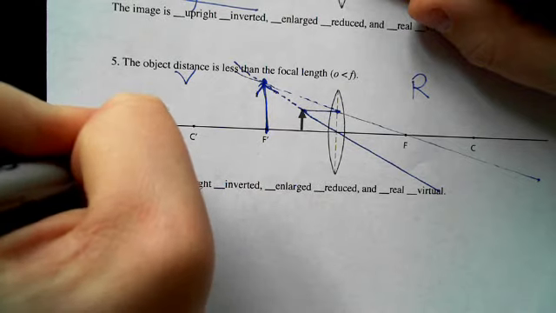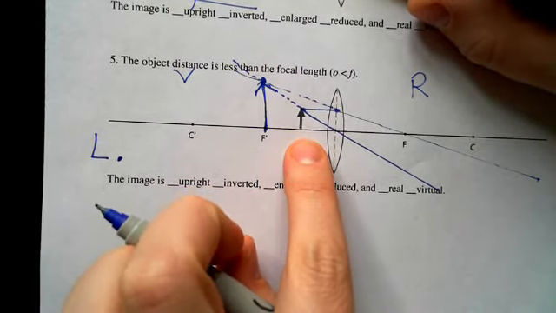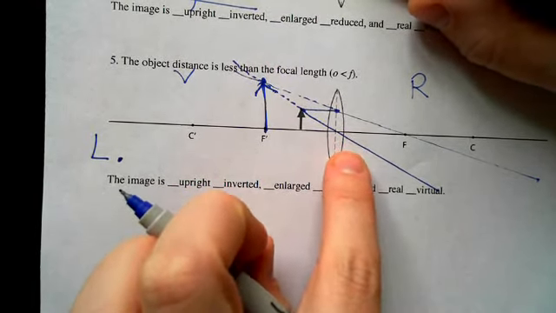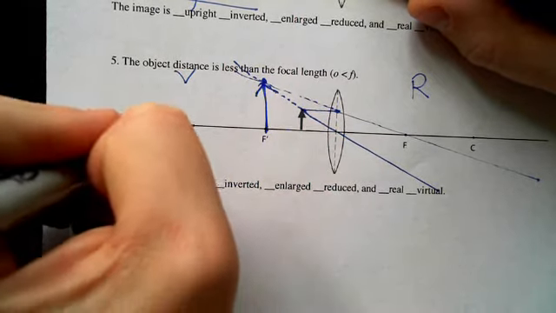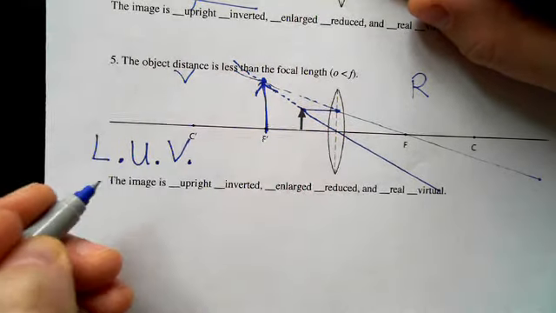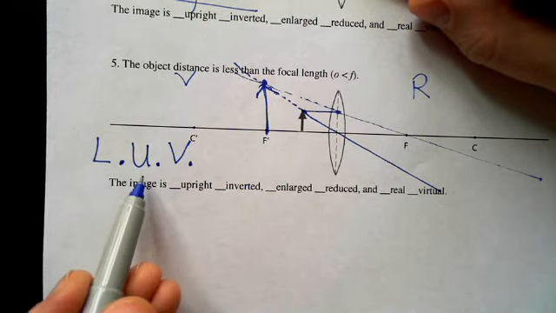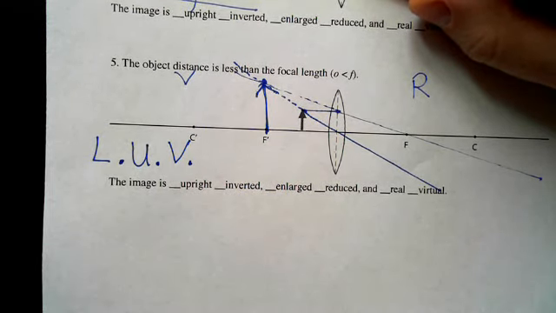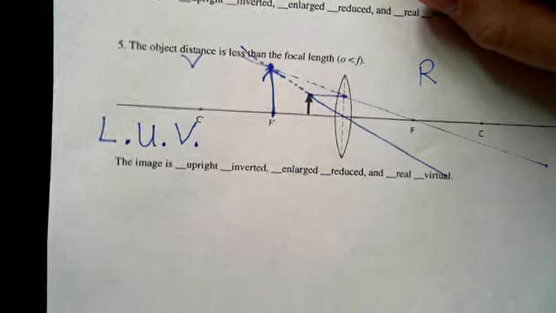So the acronym we're going to use to remember it, anytime you have an object between the focal point and the lens, it's going to be LUV, love. Larger, upright, and virtual.